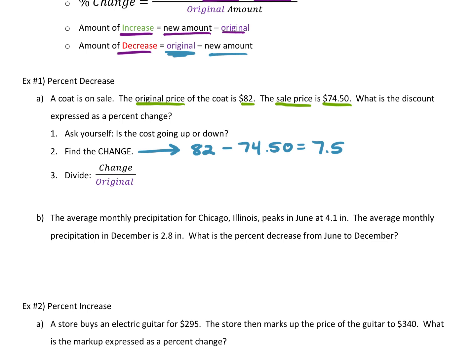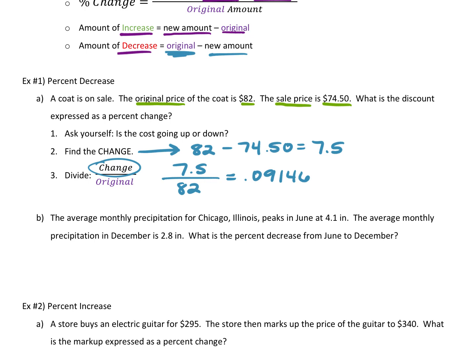How you figure out the percent that it changed is that amount of change, that 7.5, divided by your original cost. What was the original cost? The 82. Don't divide it by the new cost, the 74.50. You just plug that into your calculator. So 7.5 divided by 82, and you get 0.09146, and so on and so forth.